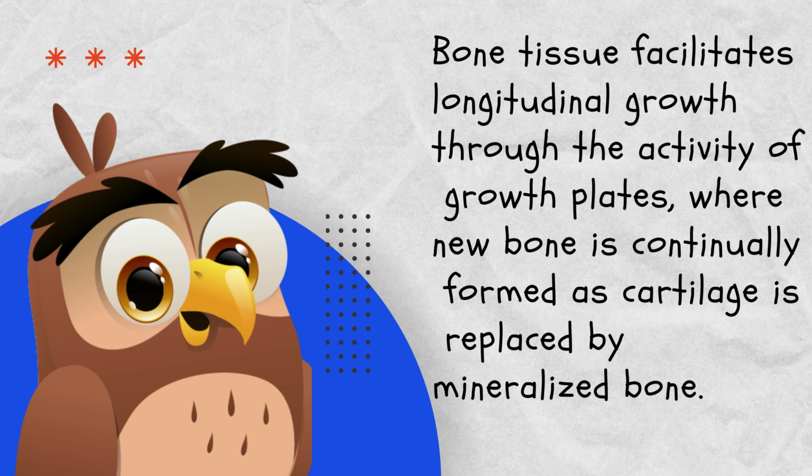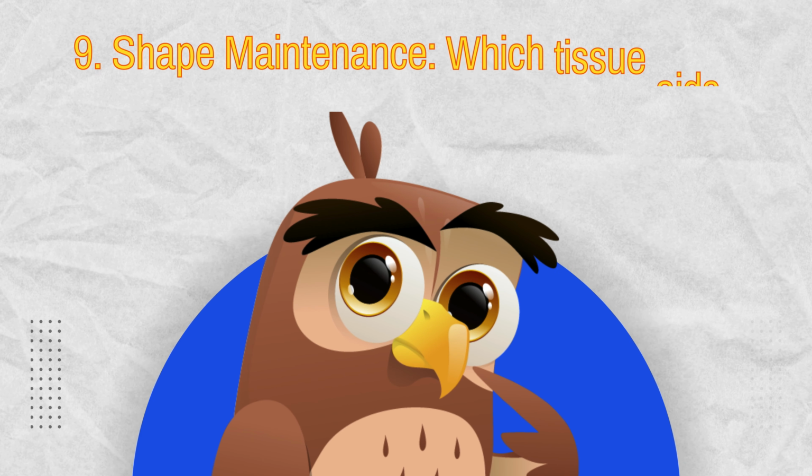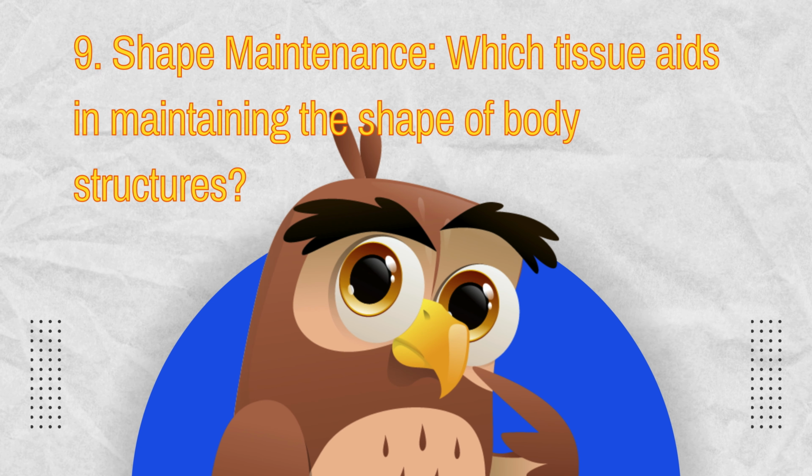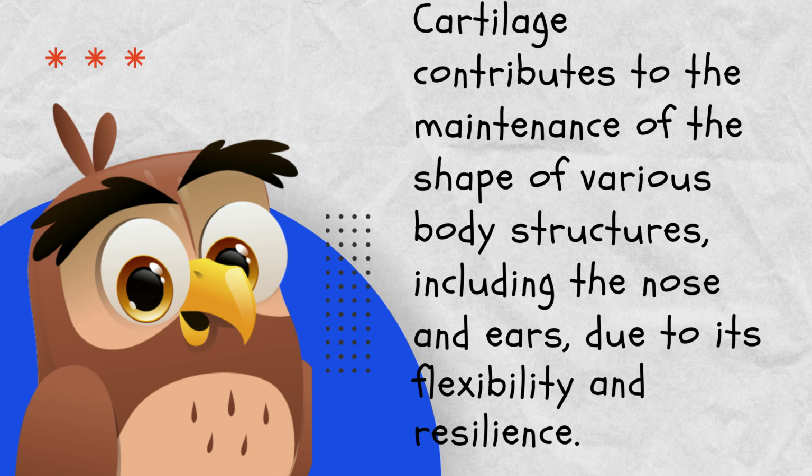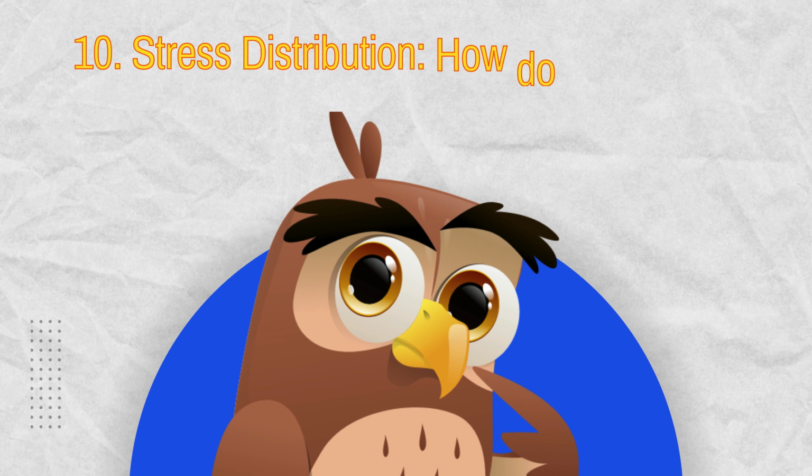replaced by mineralized bone. 9. Shape maintenance. Which tissue aids in maintaining the shape of body structures? Cartilage contributes to the maintenance of the shape of various body structures, including the nose and ears, due to its flexibility and resilience.